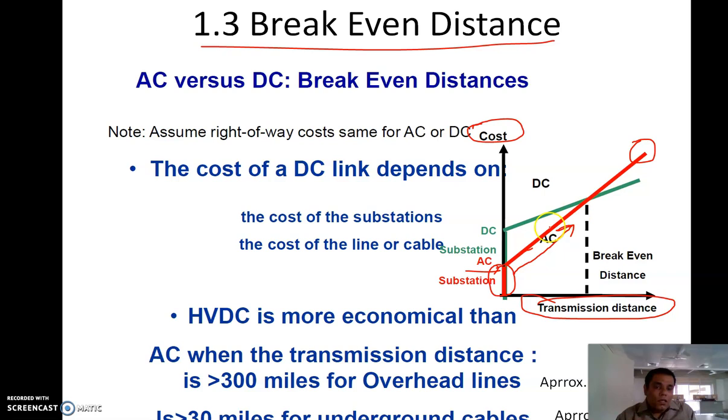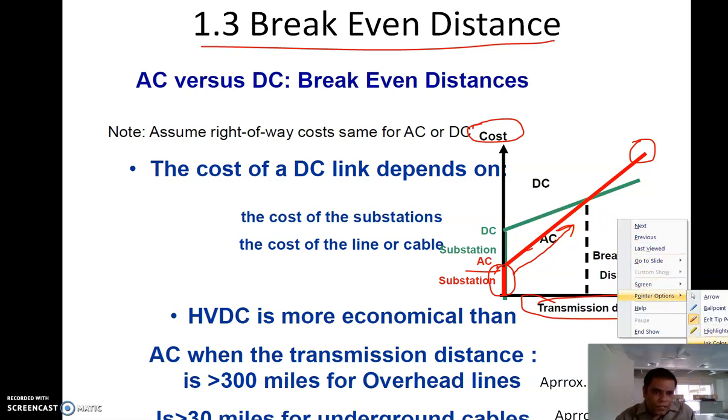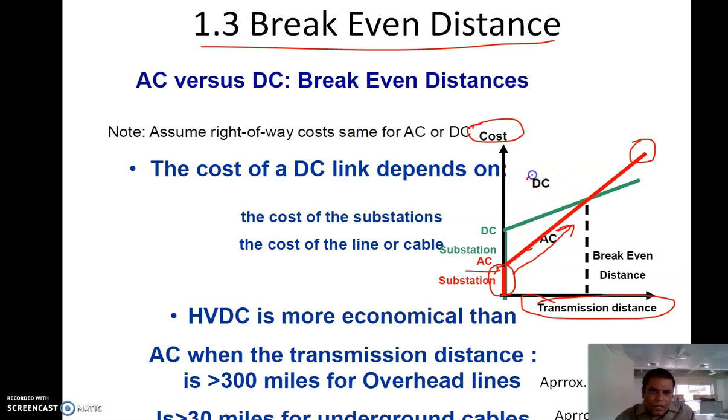On the other hand, if I see the DC system, then in the DC system the capital cost is much higher. It starts way too high above the AC system here. But the rate of increase is low because the rights of way are less and the losses are less.